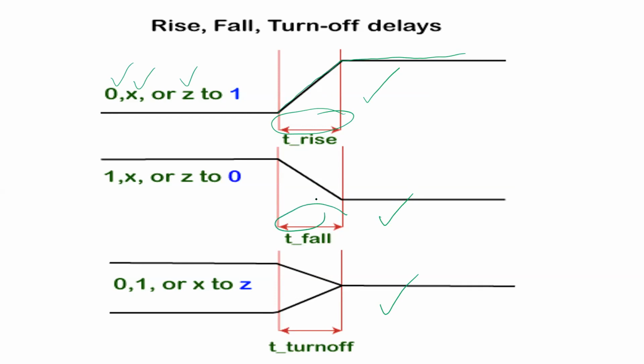And here the turn off time is nothing but the time to go to high impedance. Z is the high impedance, so from either 0, 1 or X to Z. That is how much time it takes to go to the high impedance state. These are the three major delays that we can introduce in the program. If you do not introduce any delays, that is called zero delay modeling. If you introduce only one unit of time, then it's called unit delay modeling.